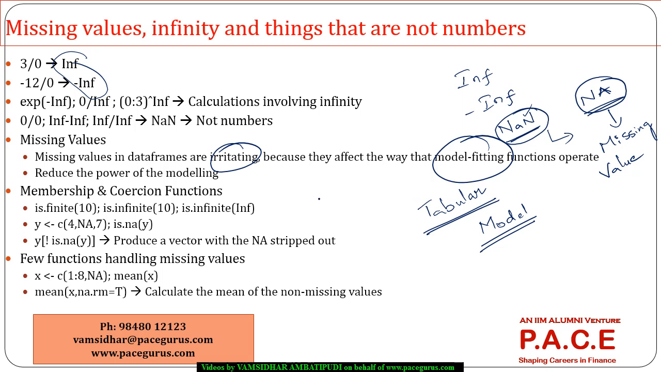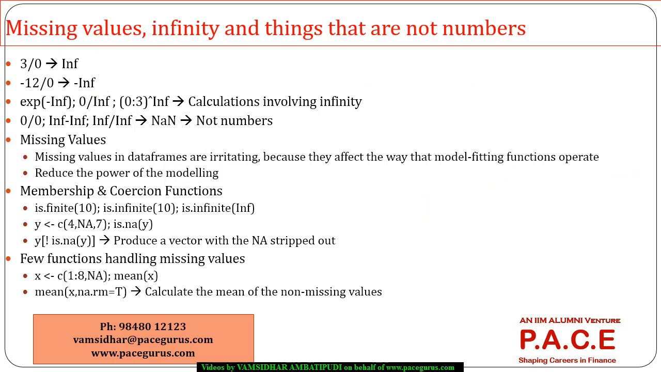That's where we need to have a mechanism to handle the missing values in a much more effective manner. They are going to reduce the power of our modeling. They are reducing the effectiveness of our model. So we really need to have mechanisms to address them. Right? So even when we are talking about infinite and not a numbers, we still have membership functions as well as coercion functions. We can use is.finite, is.infinite, right? Is.na.